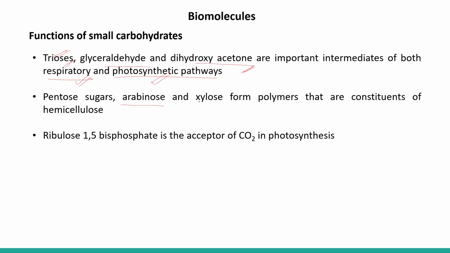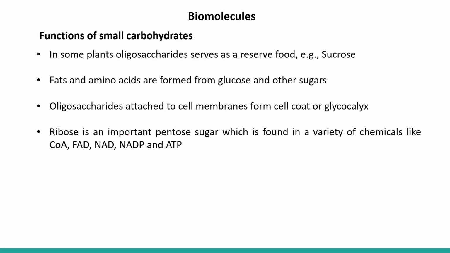Pentose sugars, ribose and xylose, form polymers that are constituents of the hemicellulose structure. Now hemicellulose is present in the cell walls of some plants. So how are they formed? They are formed by pentose sugars, ribose sugar and xylose sugar. They all together form hemicellulose. Ribulose 1,5-bisphosphate is the acceptor of carbon dioxide in photosynthesis. So they also help in the process of photosynthesis. These are some of the functions of small carbohydrates.